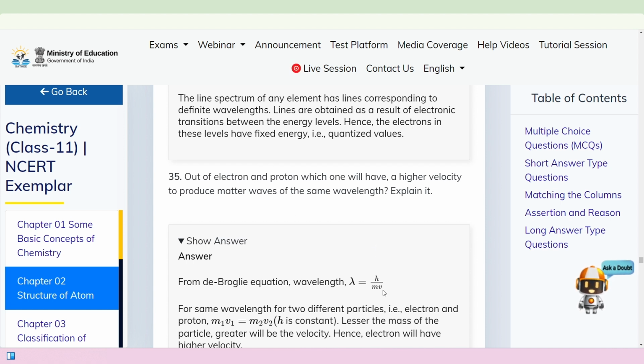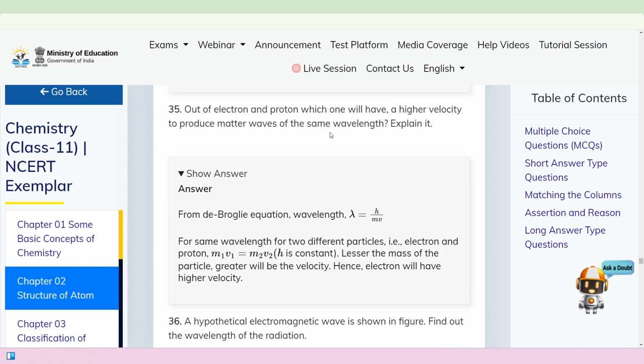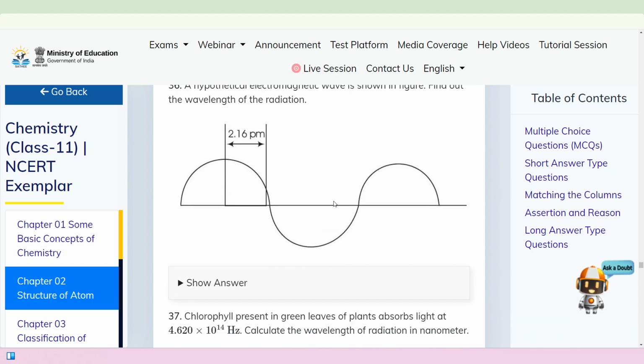Clear? When we multiply this wavelength and this velocity, they have an inverse relation, right? So the one with the smaller mass will have the highest velocity. The electron has the smallest mass, so it will have the highest velocity.